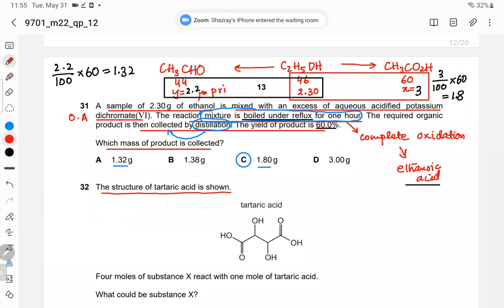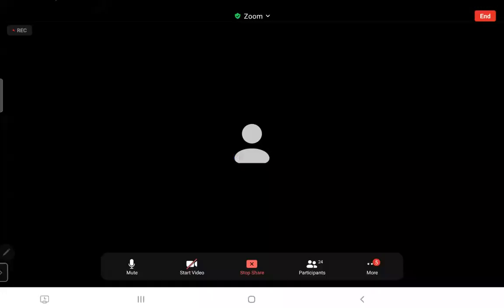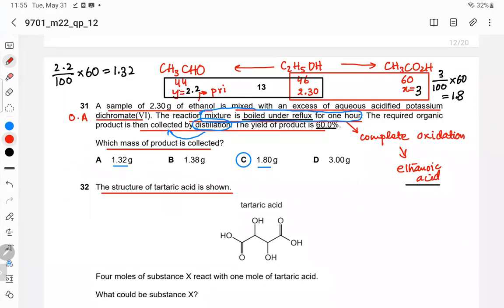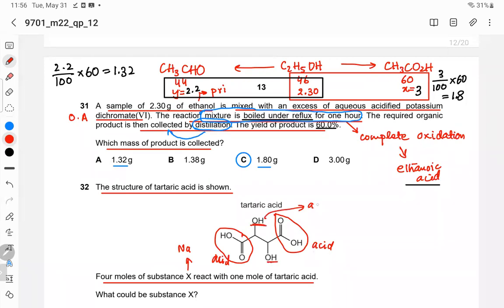The structure of tartaric acid is shown. 4 moles of substance X reacts with 1 mole of tartaric acid. Okay, so I think that X must be sodium, because if you see, this part and this part both are carboxylic acids, right? I'm just writing the acid. And these two parts which I am underlining are alcohols.